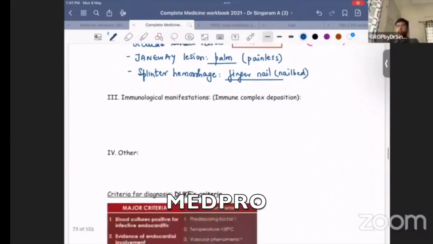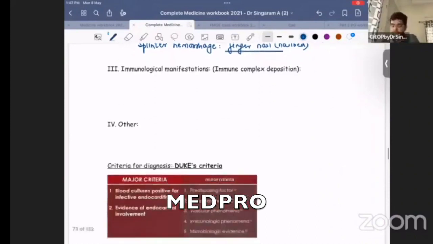Second thing that can happen is immune complexes can get deposited. Think like this: this is the embolus or the vegetation we are talking about in the circulation. This embolus will be treated like a foreign substance, and against the foreign substance the body will produce antibody. These two join together to form the immune complex, and that immune complex can get deposited in different parts of the body and you can get different manifestations.